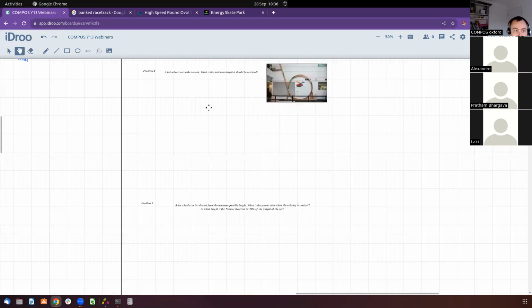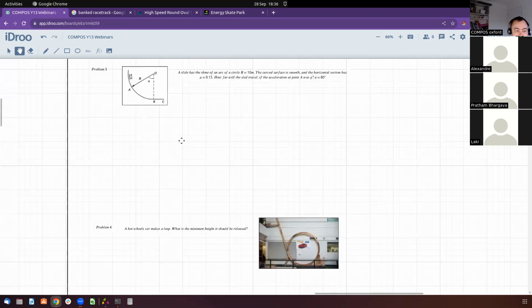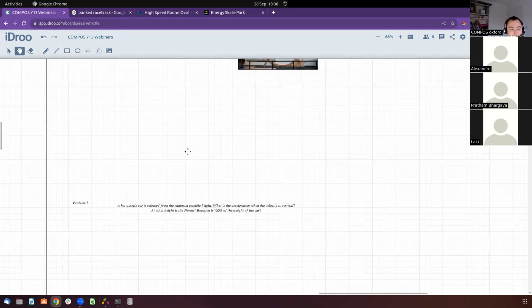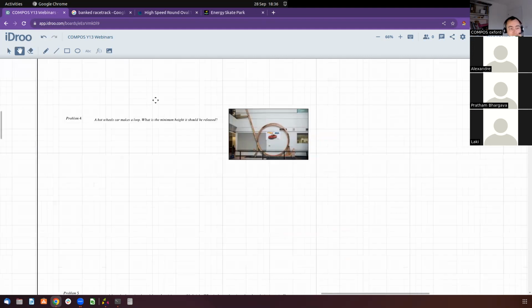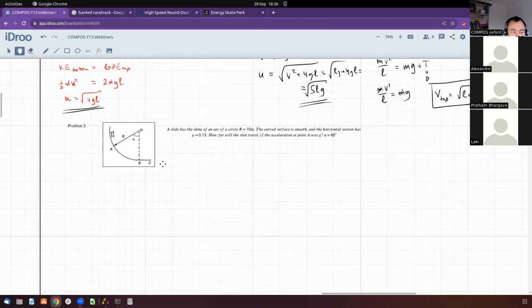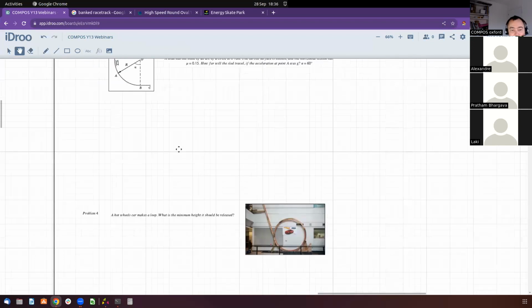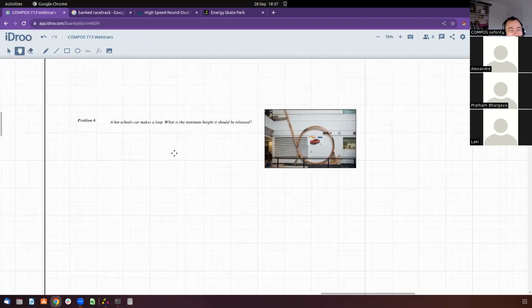Actually, problem 4 is the same question as the one I did. So let's do problems 4 and 5 first, and then go to problem 3, because problem 3 is particularly difficult, at least from my point of view.